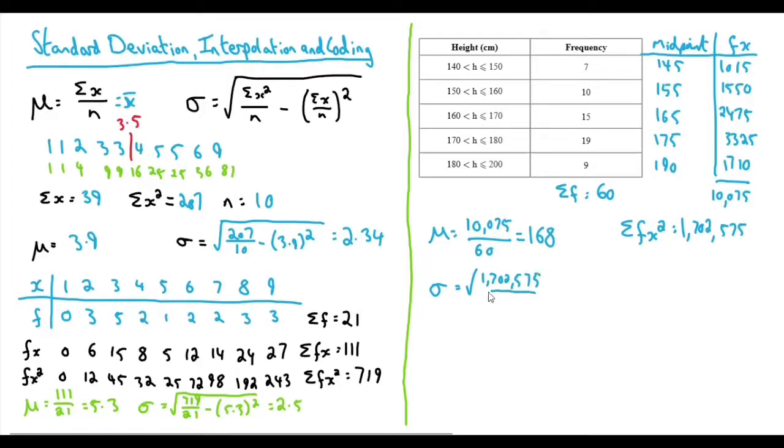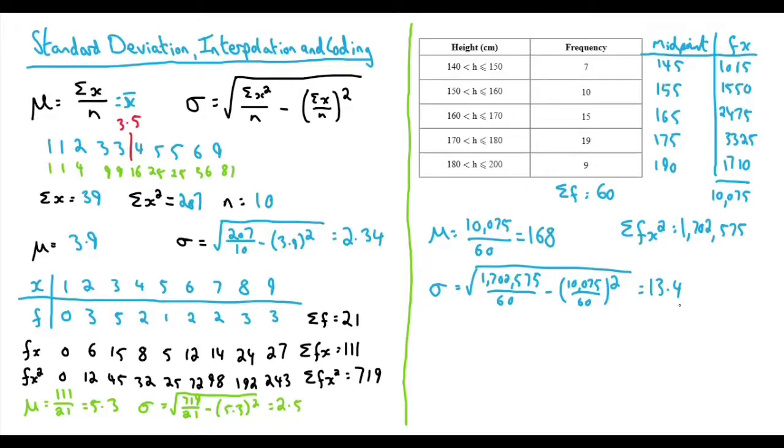Therefore, if we're to do our standard deviation, we have the square root of that number there, divided by your 60, minus, and because we did have to round this one so significantly, I would suggest actually just keeping the fraction as is. So your 10,075 over 60 squared, plug that into your calculator, and you will get a standard deviation of approximately 13.4, or 13 or whatever degree of accuracy you wish to go to.